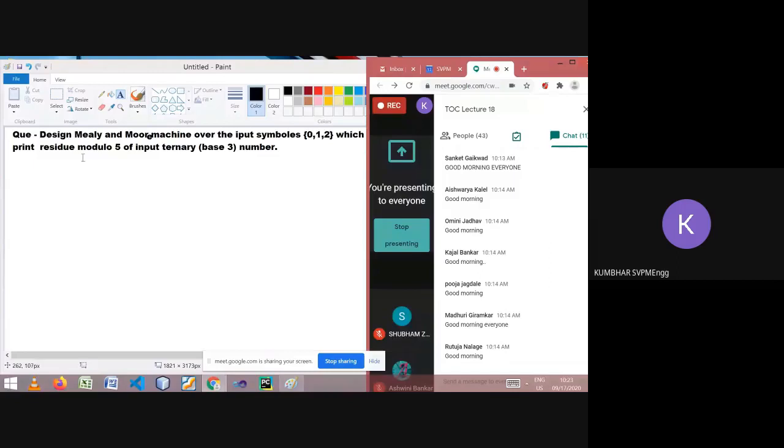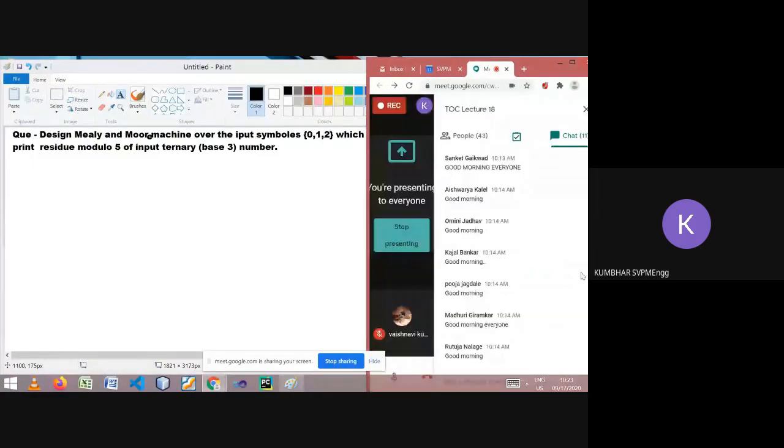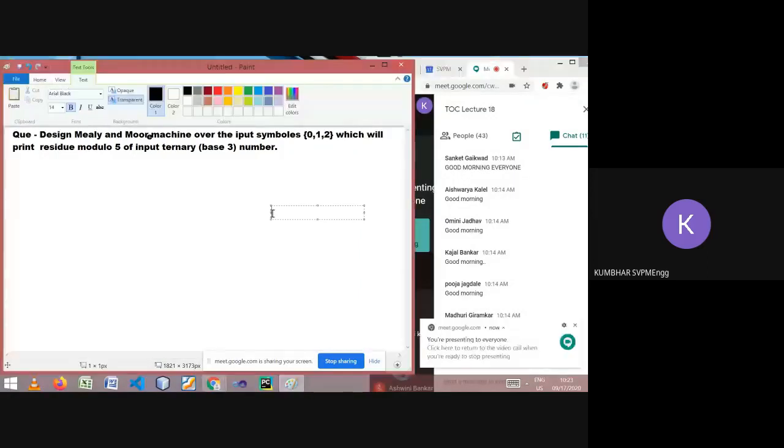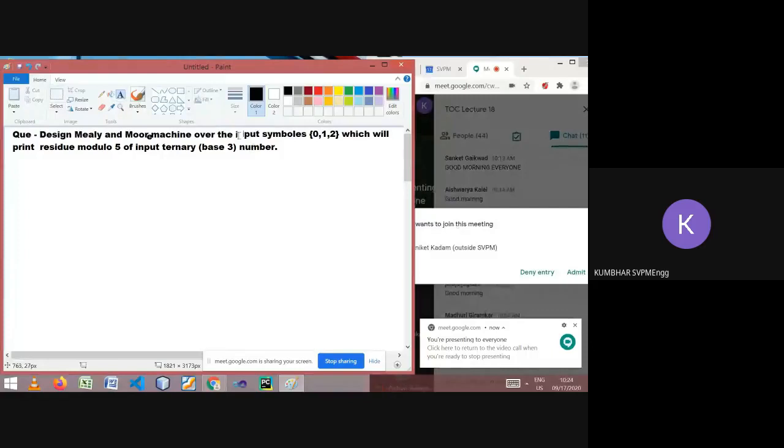Yes. So today we'll see this example: how to design a Mealy and Moore machine over input symbols 0, 1, 2. So how many input symbols are there? Three. Three input symbols 0, 1, and 2.